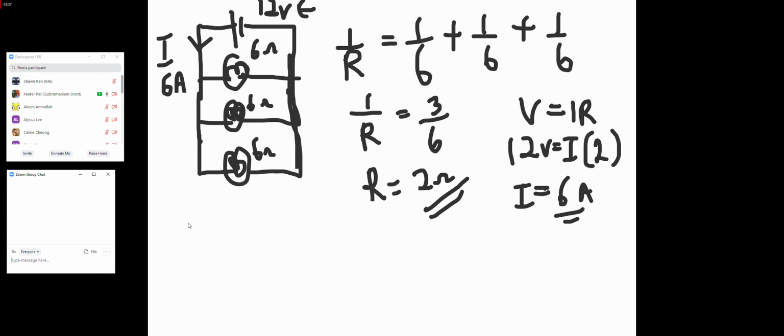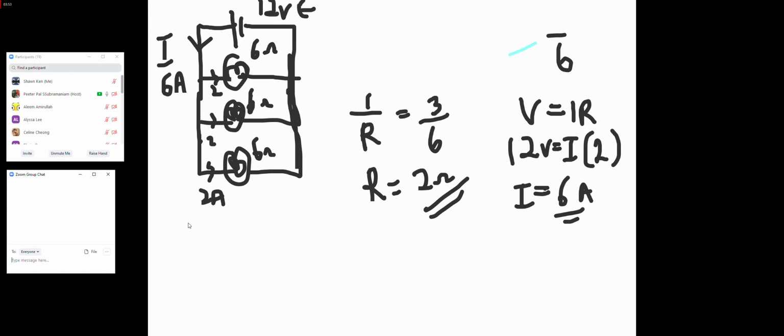The 6 ampere splits equally among the 6 ohm bulbs. Each one will be 2, 2, and 2 ampere. All right? Why is this very important? See here now. If you all follow this part, see here carefully.